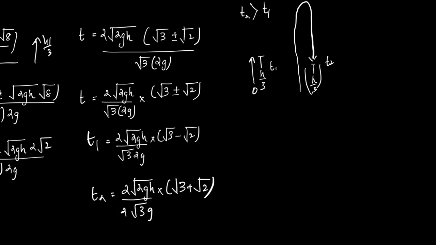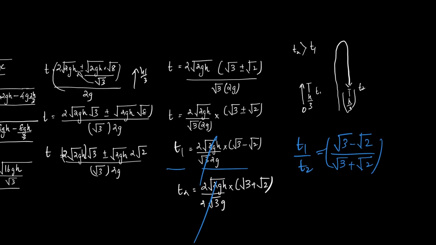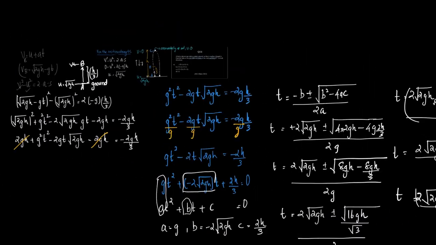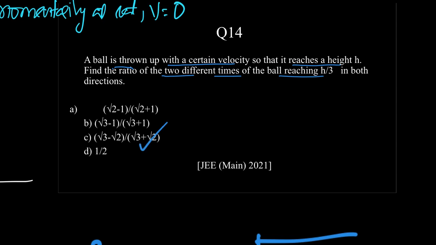Now if you divide on both sides, what do you get? T1 by T2 is equal to, these two terms will cancel off. All we are left with is root 3 minus root 2 the whole upon root 3 plus root 2, which gives us the correct answer as root 3 minus root 2 by root 3 plus root 2, option C.